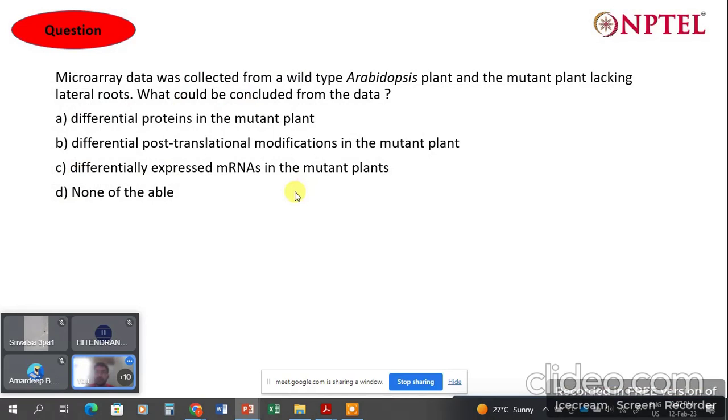So the correct answer is option C, that is differentially expressed mRNA levels in the mutant plants.